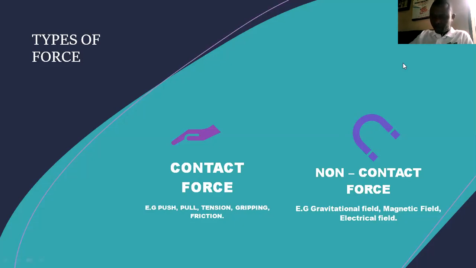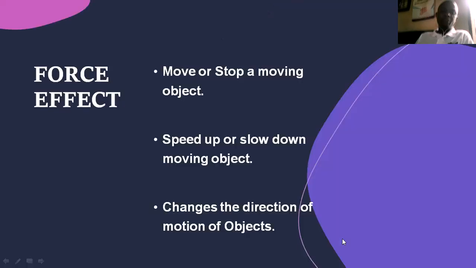So when you're talking about non-contact force, you're saying the two bodies are not in contact with each other. Examples are gravitational field, magnetic field, and electrical field. So those are the two types of force. Now, what are the effects of force? When you apply force on a body, what are the effects? Just consider this. A ball at rest. When you kick it, what happens? It moves. So force moves or stops a moving body.